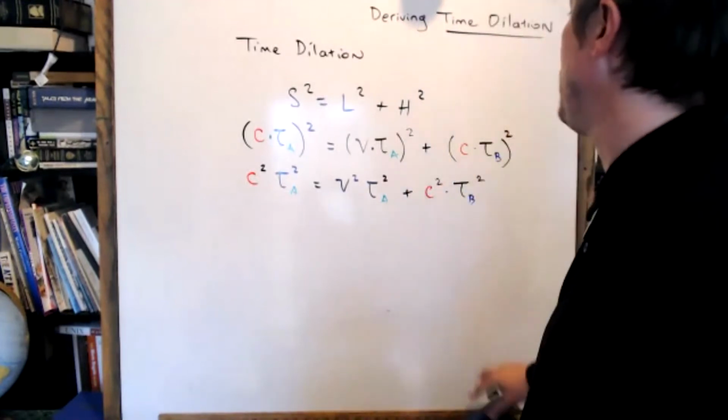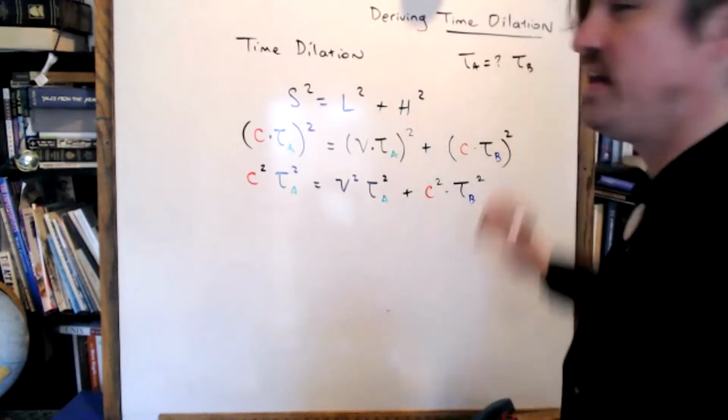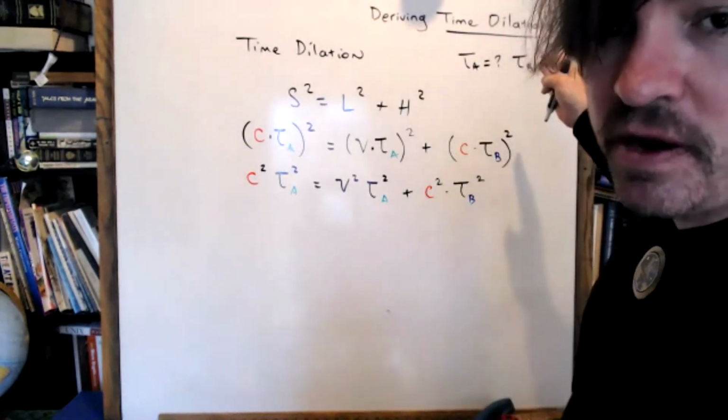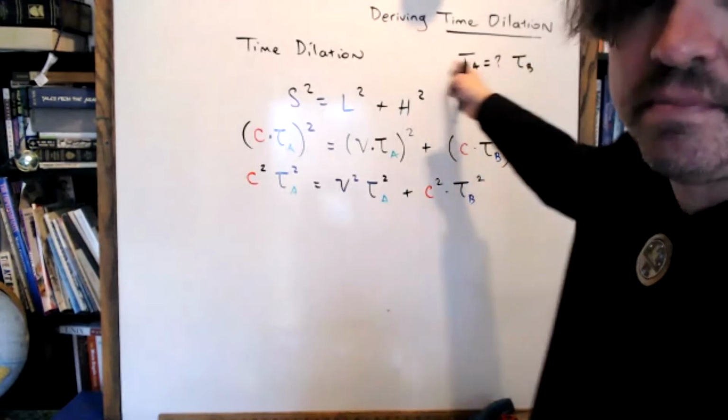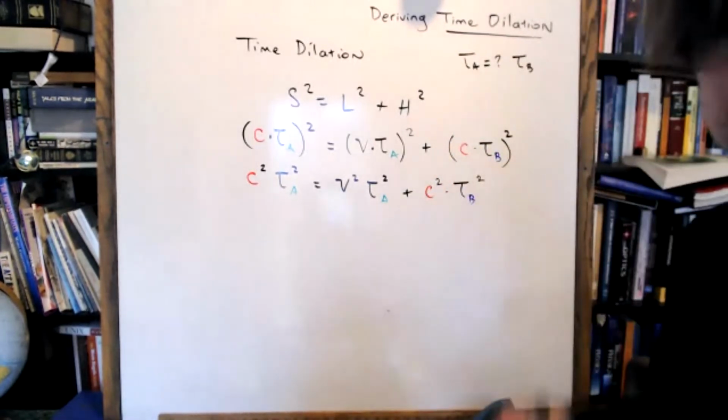However, we would like to clean this up with algebra, and I would like to end up with an expression where I have TA on one side and TB on the other. That way I can say if an experiment takes this long in B's frame, how long does it take in A's frame? Do you follow me? So for that, we're going to have to do some algebra.